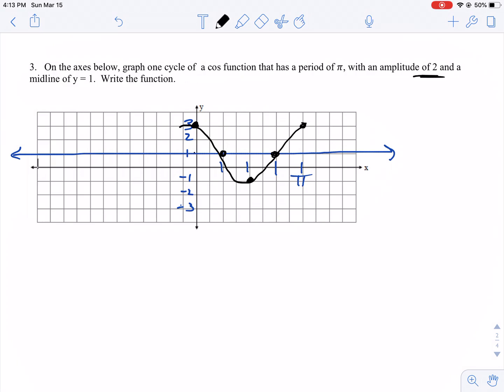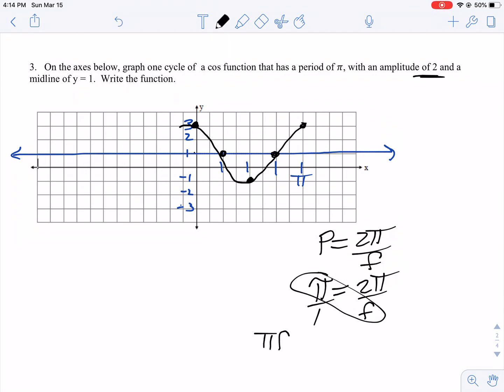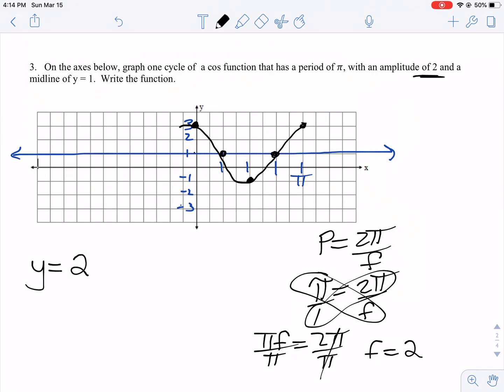Okay. All right, so again, we need the frequency. So period equals 2 pi divided by frequency. They told us the period was pi, so fill that in, put it over 1, cross multiply. Pi times f equals 2 pi, so when you divide by pi, they cancel, and the frequency is 2. So we have everything we need for our function. Y equals, amplitude was 2, trig was cos, frequency was 2, and the midline was a positive 1. There's our function.